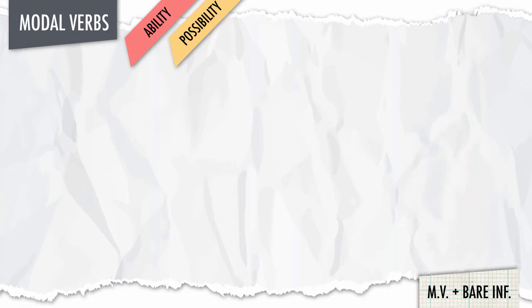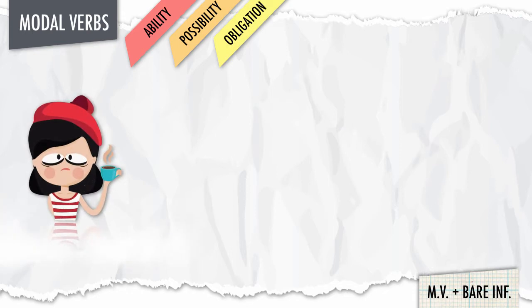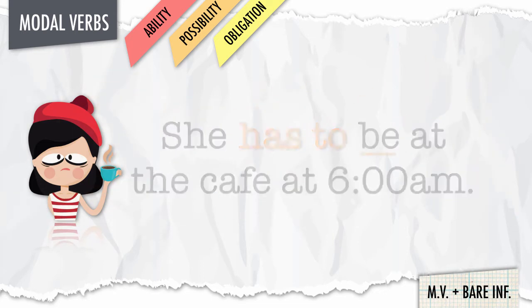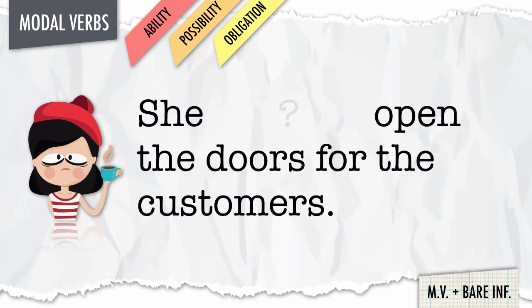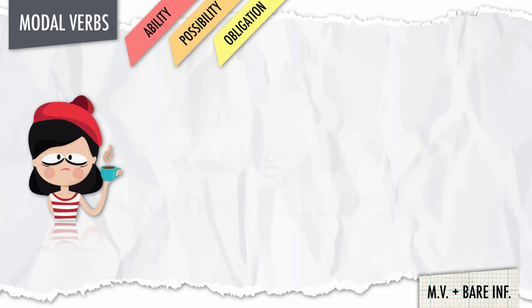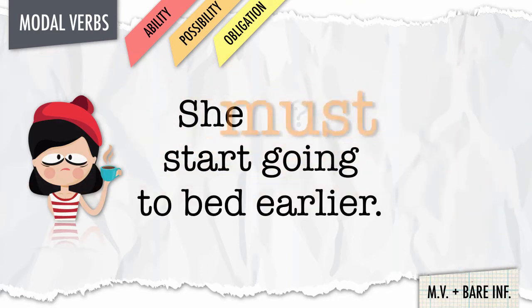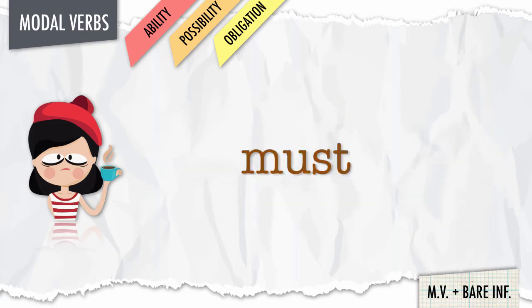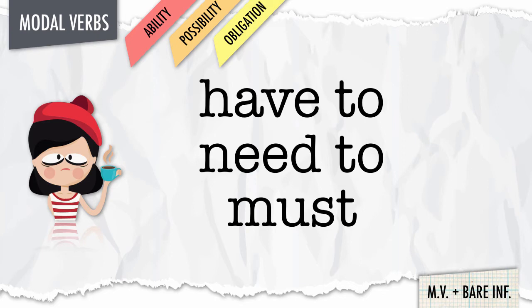Francine's future is full of possibilities, but until she gets a job teaching English, she has obligations. How would you express obligation in this sentence? She has to be at the cafe at 6 a.m. She needs to open the doors for the customers. She really must start going to bed earlier. Have to, need to, and must express obligations.